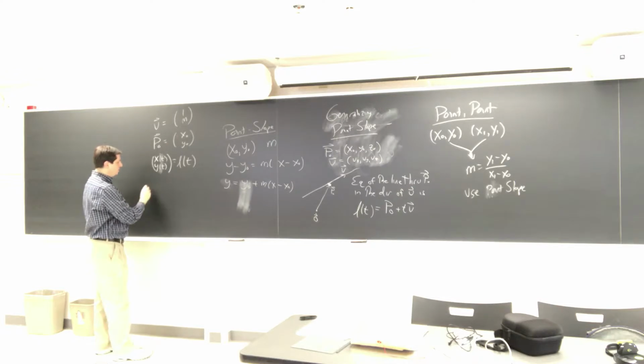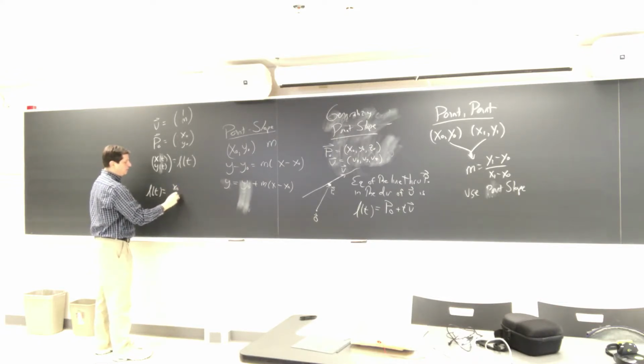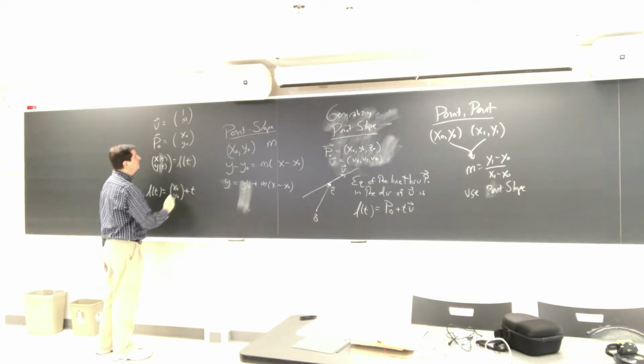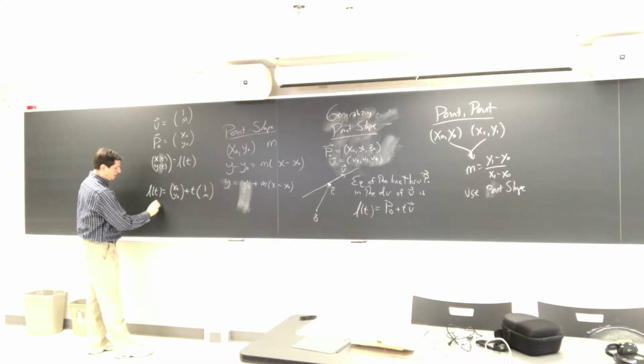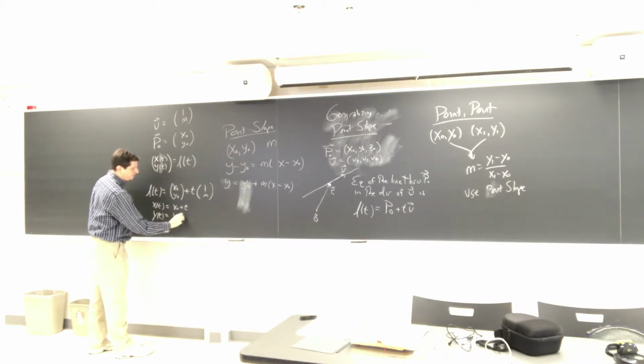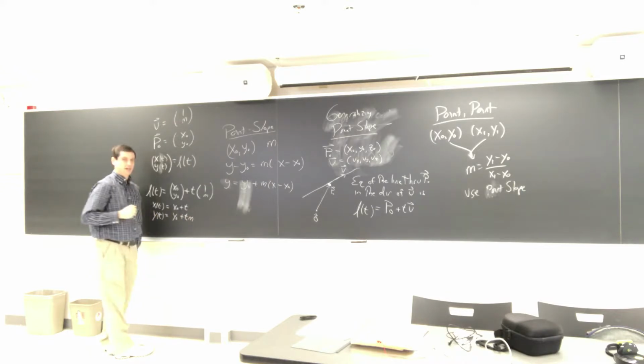And I would get the equation then, L of t would be (x naught, y naught) plus t(1, m). Or x of t is x naught plus t, y of t is y naught plus tm.